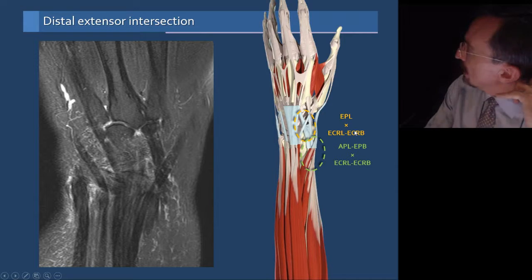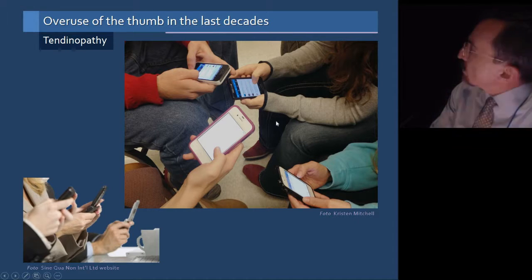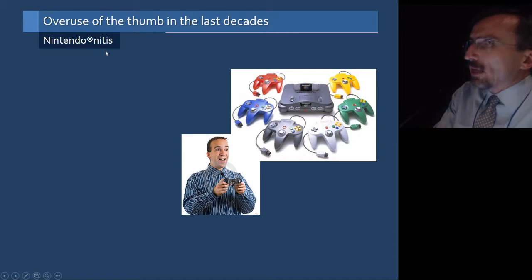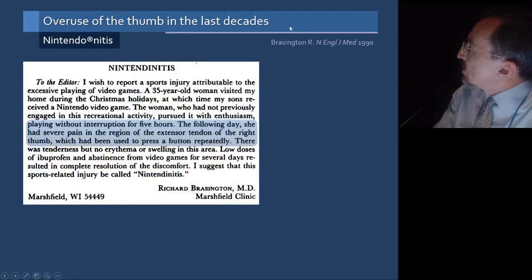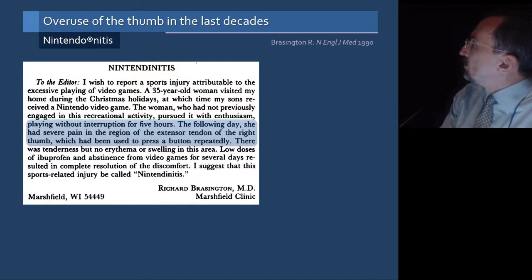So this actually is becoming more and more frequently seen because of the overuse of the thumb in the last several decades with all these smartphones and tablets and everything. Apparently, there was this condition described as Nintendonitis back in the 1990s, as early as 1990, as you can see here, because of the overuse of Nintendo toys at that time.